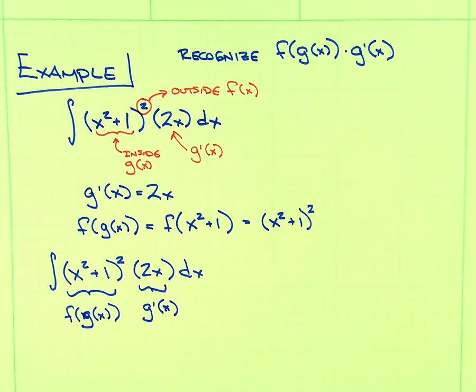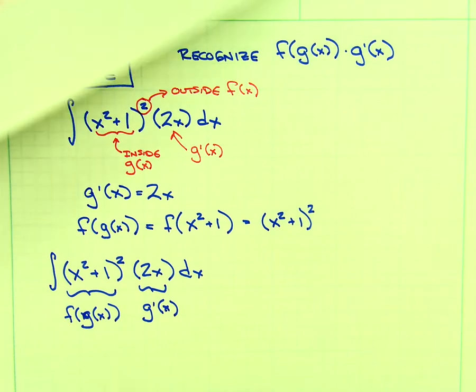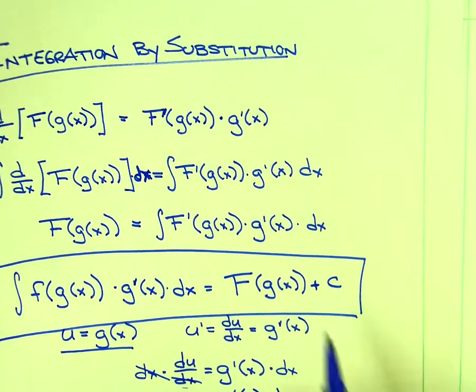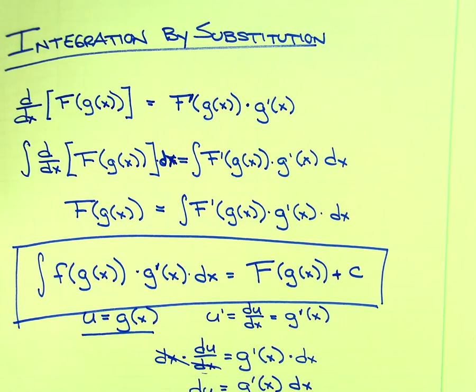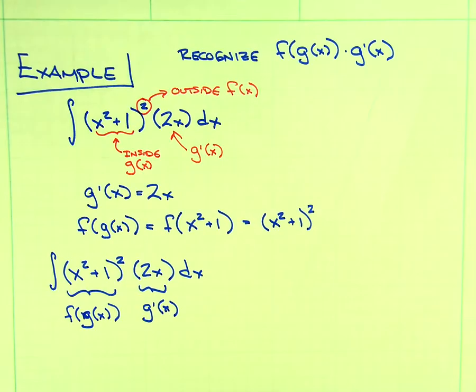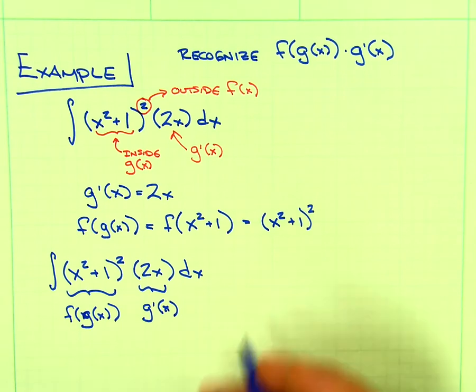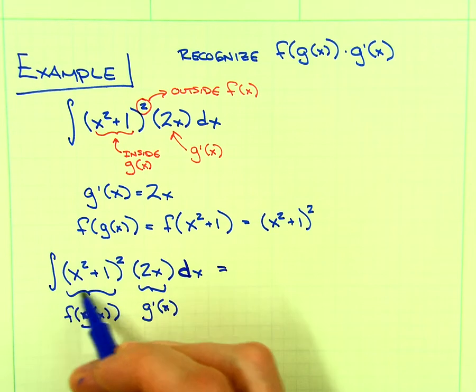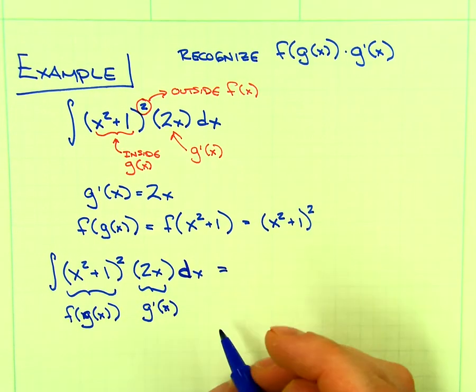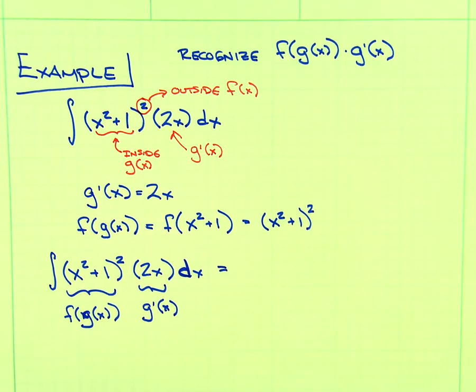All I need to do now is go back to the original function that I had. If we go back to our first page here, that's going to be capital F of g of x plus c. So basically all I need to do is integrate this outer function right here, which is going to give me my capital F, and I can just ignore the g of x.